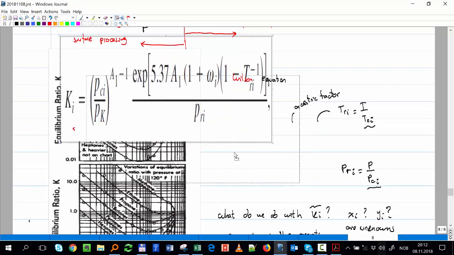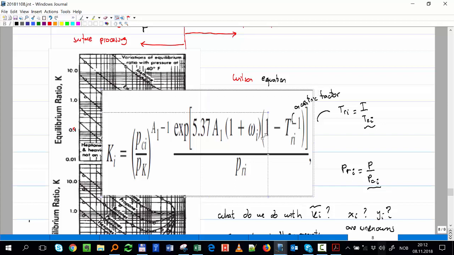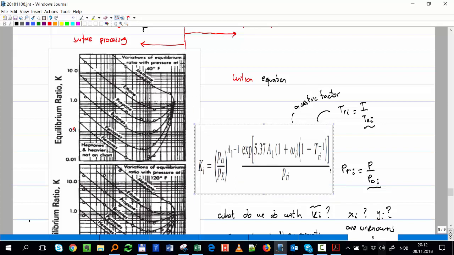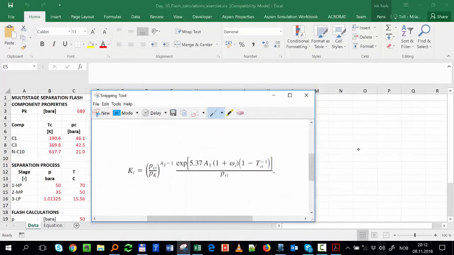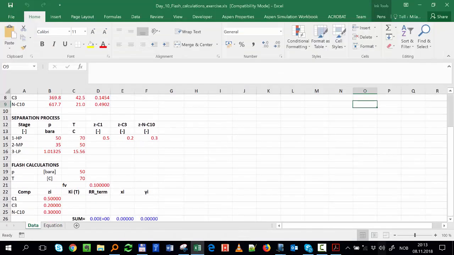Okay, so with that I'm going to get K, and then after that, for pressure and temperature, I can start the solving process. So let's do that first. And here you have the separation process: high pressure, medium pressure, low pressure, their pressures and temperatures, and the composition at the inlet of the first stage. And we are going to calculate all of them.